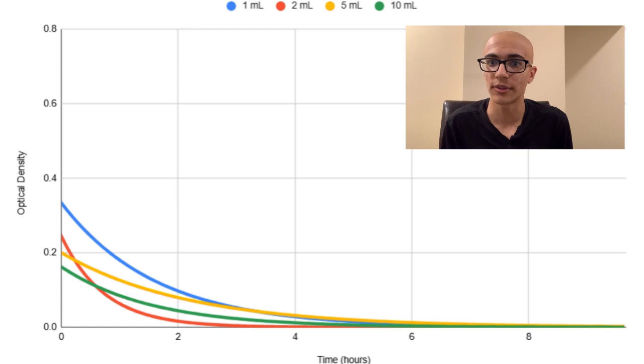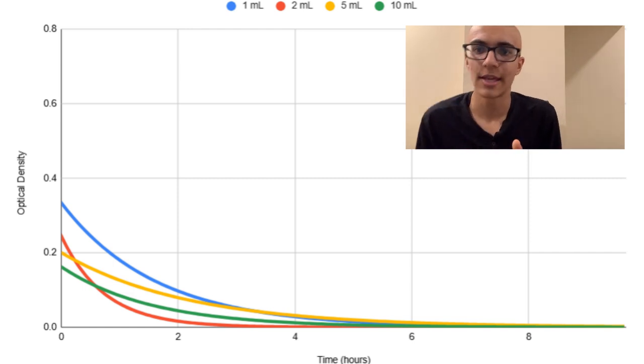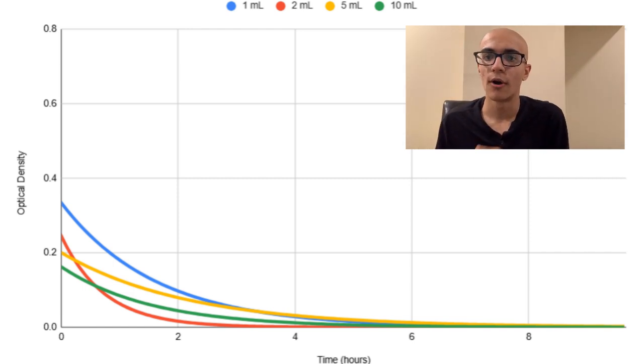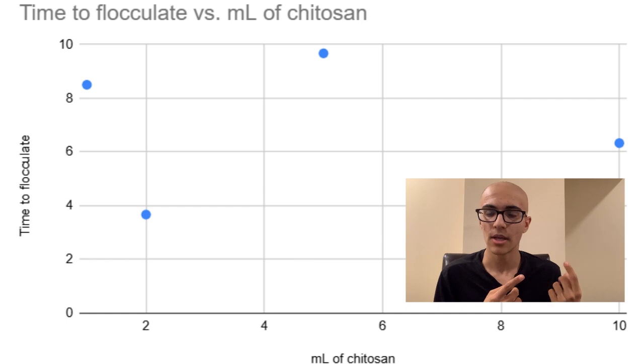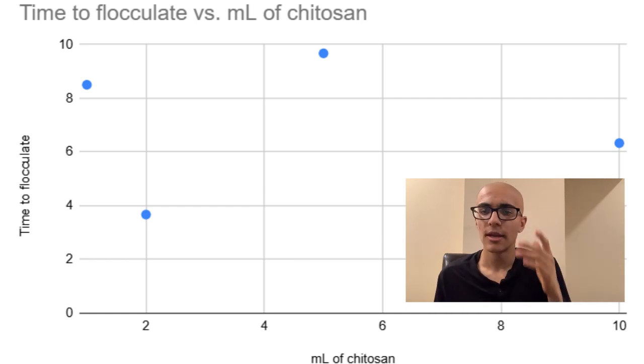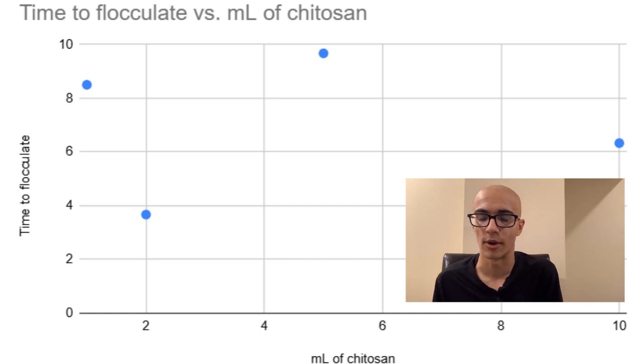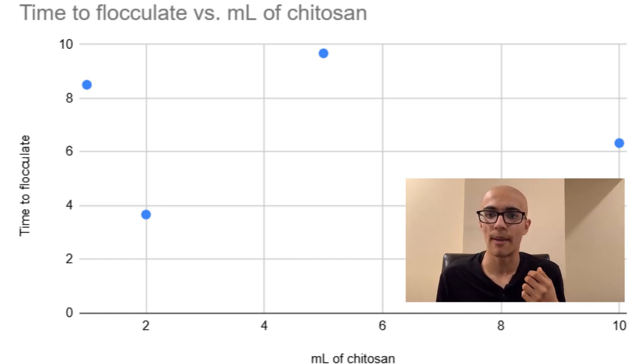Now, the key data point that I really wanted to measure, in addition to these curves, is how much time it takes to get there for each amount of chitosan hydrochloride. And that's what I got in this graph over here. This graph shows, and plots, data points of how long it took to reach that value of 0.01 the first time for each amount of chitosan hydrochloride in solution. 1 milliliter, 2 milliliters, 5 milliliters, and 10 milliliters.